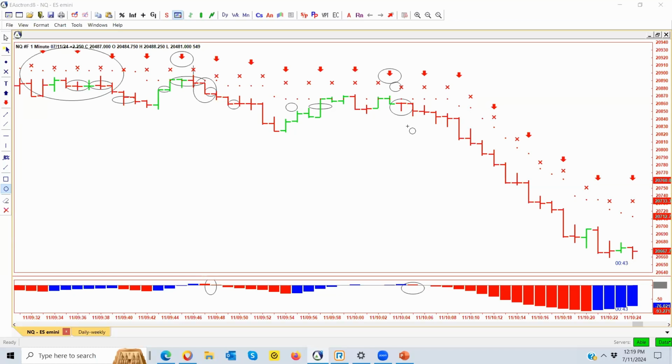I mean, it's as clear as can be. It couldn't be any easier, really. We make it really easy. Everything is red. Dot, X, arrow, price bar, oscillator, it's all red. And we're going to go short. So we go short. Once the 1 minute bar closes, it's final.